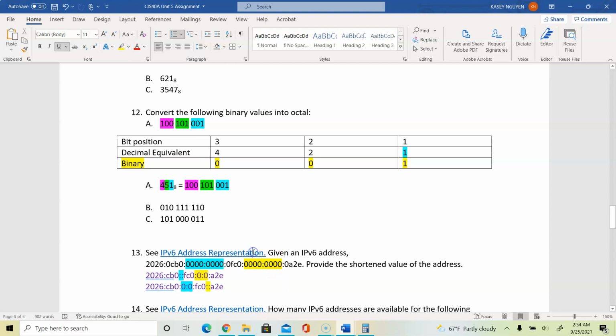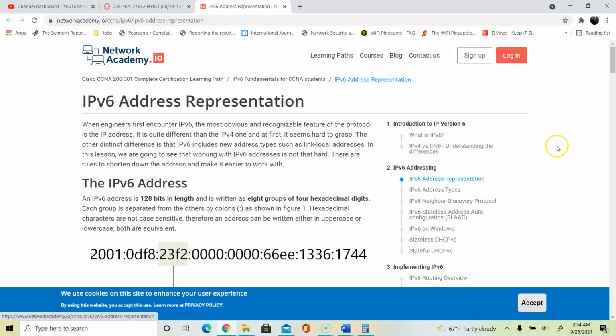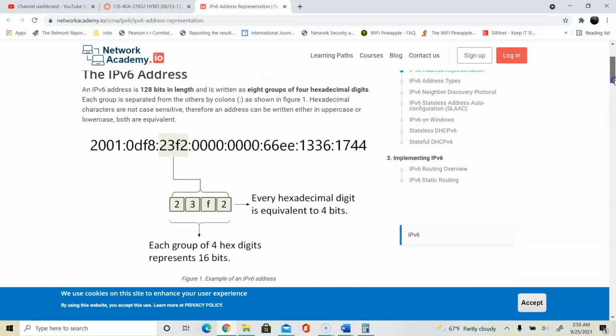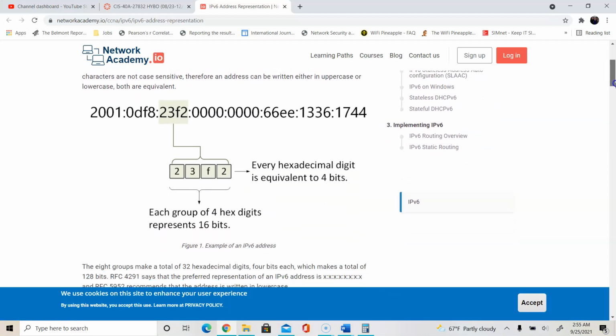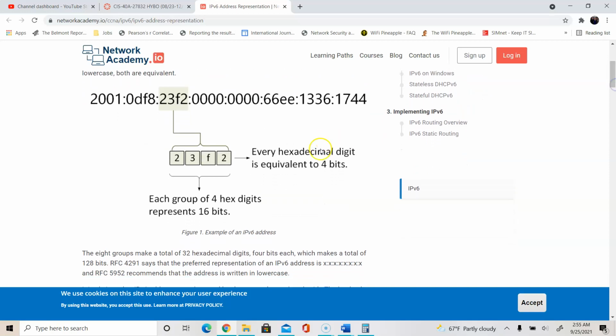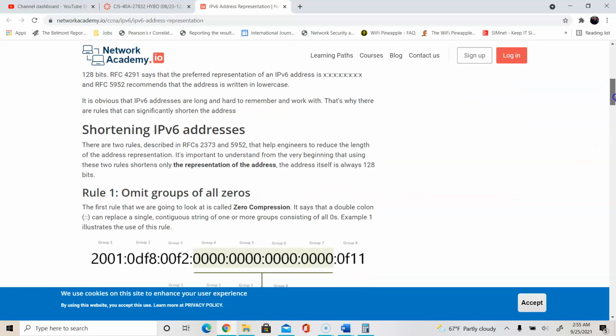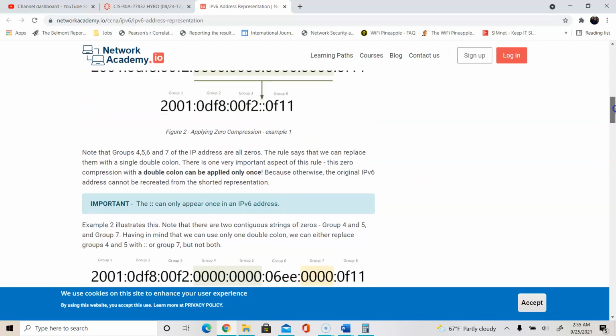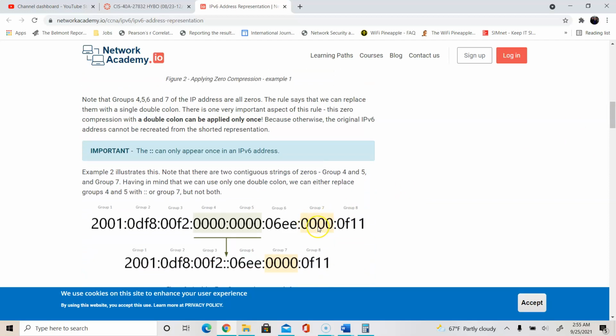And you can visit the website. If we click here, it's going to take you to the number representation. Here it talks about how it's 128 bits with 8 groups. Each group is 4 hex digits that represent 16 bits. Now when you shorten it, you can use a double colon like this, or you can use the leading 0. So you would have a leading 0.